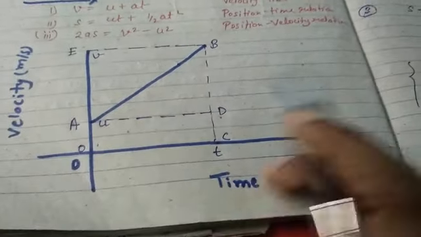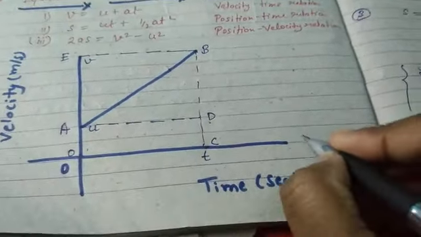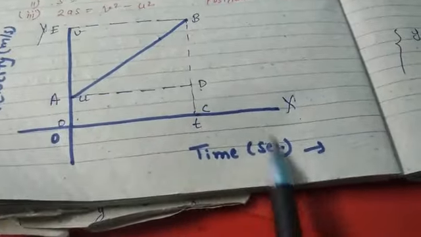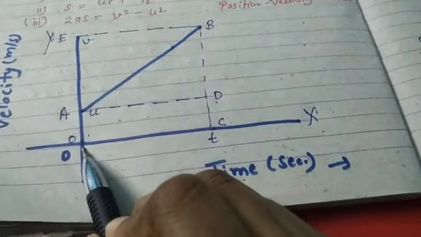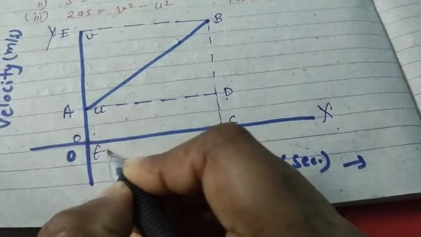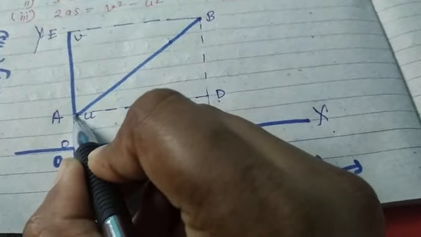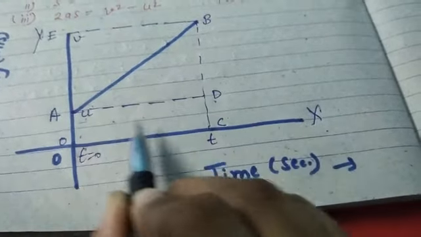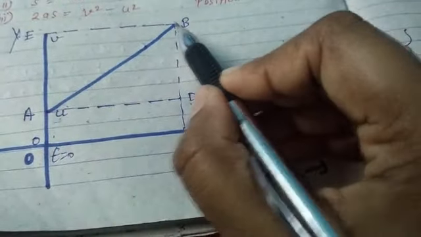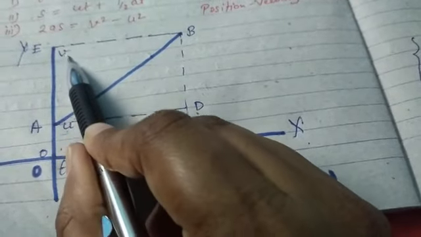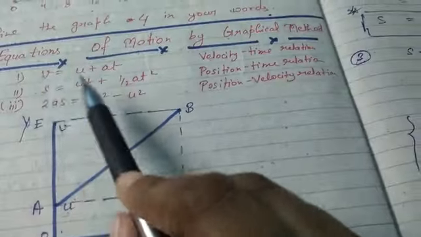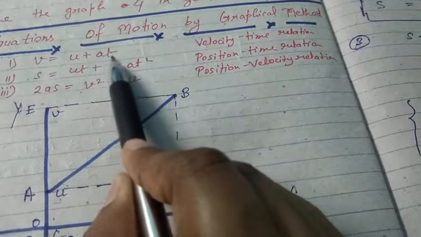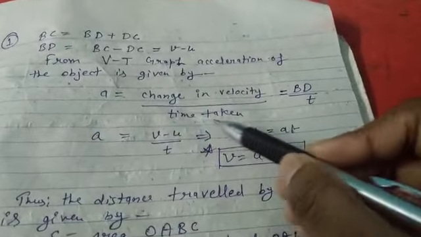So now let's see. You can see this is a graph, this is your x-axis and this is your y-axis. On the x-axis we have time and on the y-axis we have velocity. Initially when time t equals 0, the object is here with the initial velocity u, and after t time the object is here and the final velocity of the object is v. Now in the first equation we have to find the acceleration, and we know that acceleration is change in velocity upon time taken.